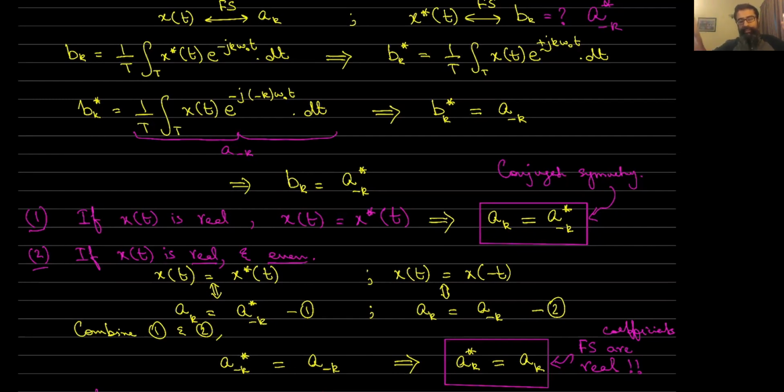So a of 1, for example, is going to be the conjugate of a minus 1. A of 2 is going to be the conjugate of a minus 2. A of 3 is going to be the conjugate of a minus 3, and so on and so forth.